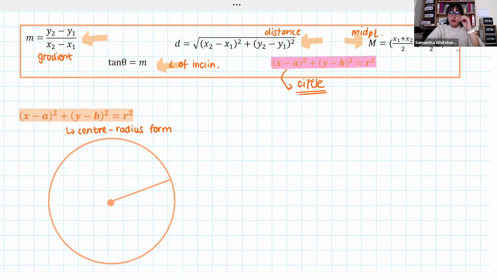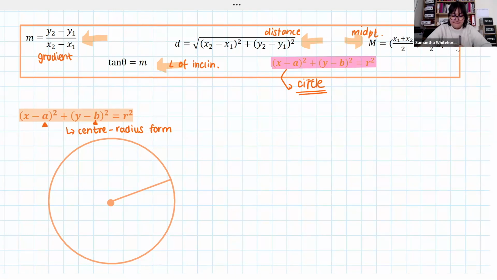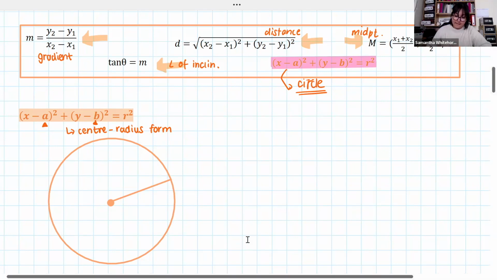This is your center radius form. This form of your equation gives you a lot more information than your standard form would. I'll show you what the standard form is as we get into it. But having the bracket squared equals r squared gives you a lot more information about your circle. So what information does it give you? These points A and B, does anyone know what information that gives us? Put it in the chat or you can unmute yourself. What information does the A and the B give us for our circle?